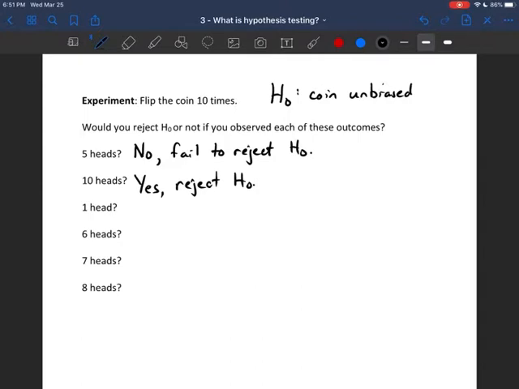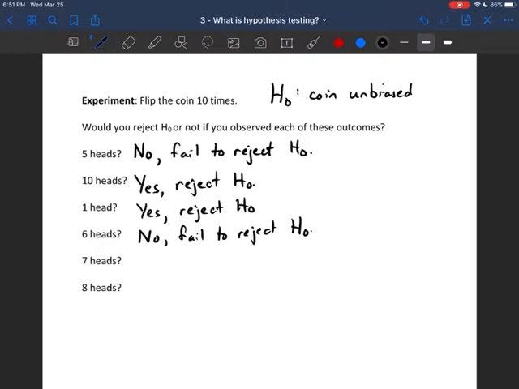What if instead I got 1 head? Well, that's still pretty unexpected if I have a fair coin, 1 head and 9 tails. So I think in that case, I would also reject. All right. What if instead I had 6 heads? Now that's pretty close to the expected value. How surprised would you be if you flipped a coin 10 times and it came up heads 6 times? Not very surprised. So without doing any calculations, I feel pretty confident in saying this is well within the range of expected things that could happen if you flipped a fair coin 10 times. So in that case, no, I'm not going to reject. So no, fail to reject.